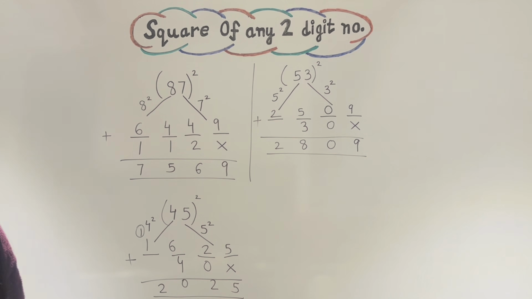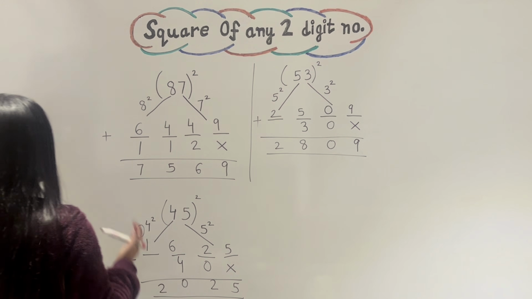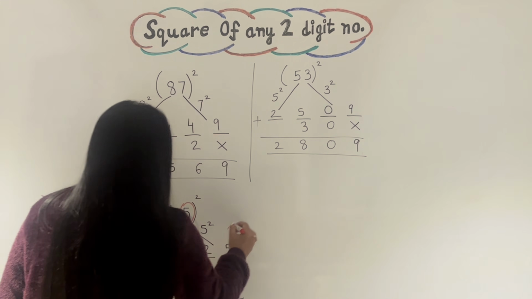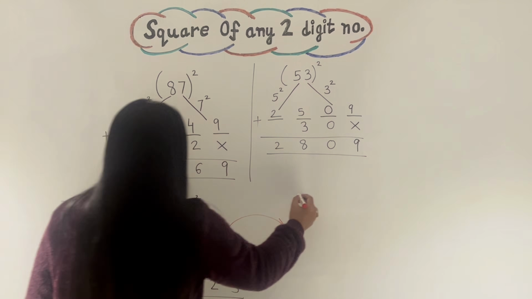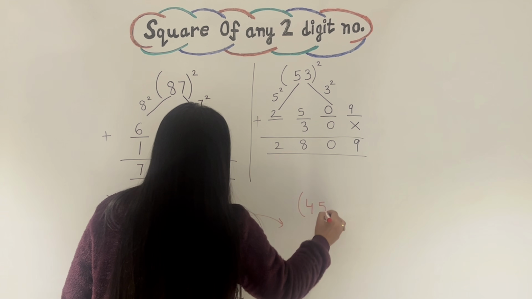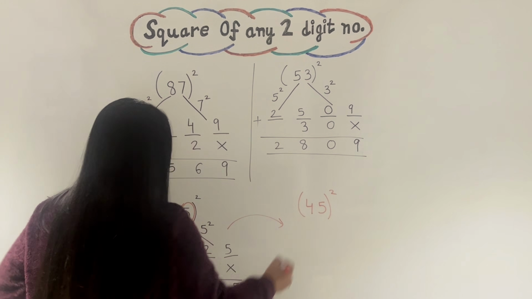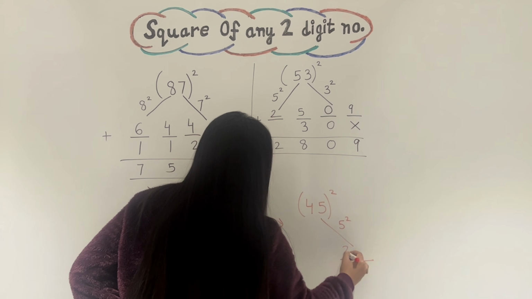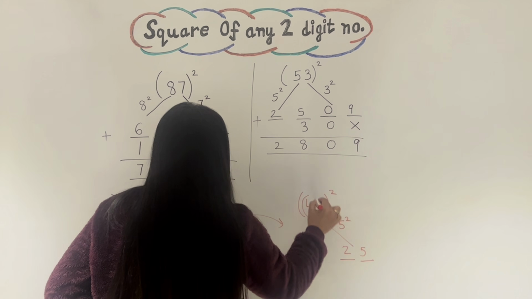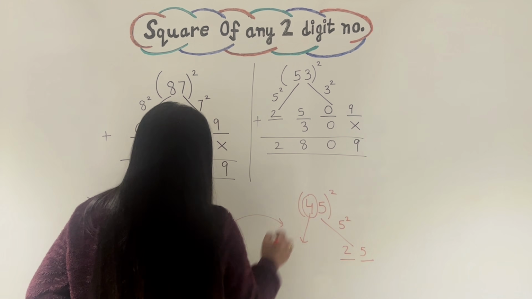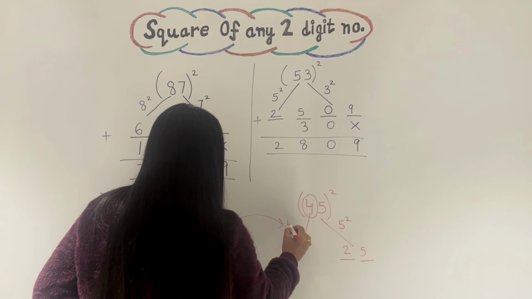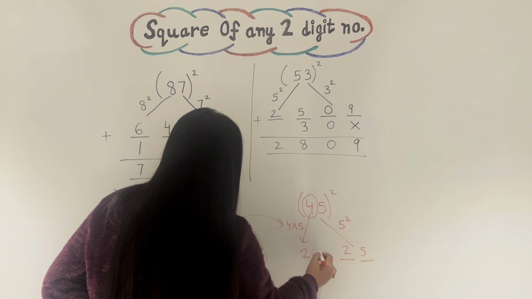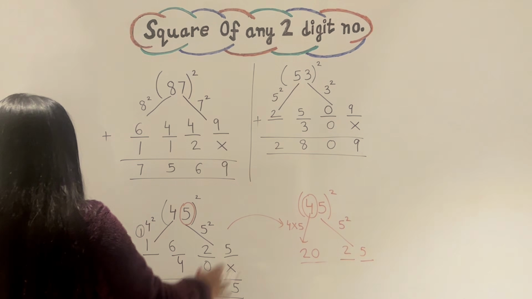But here I want to tell you one thing. Whenever you have to find the square of any two-digit number that ends with 5, we have one more trick. Suppose we have to find the square of the same number again. We can simply take the square of the one's digit, like 5 square is 25. And for the tens digit, we simply multiply it with its next number. That is 4 into 5. Now, what is 4 into 5? It's 20. So the final answer is 2025.